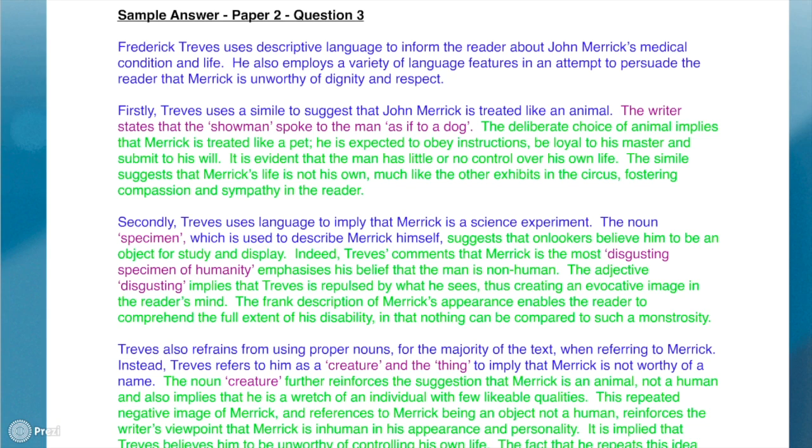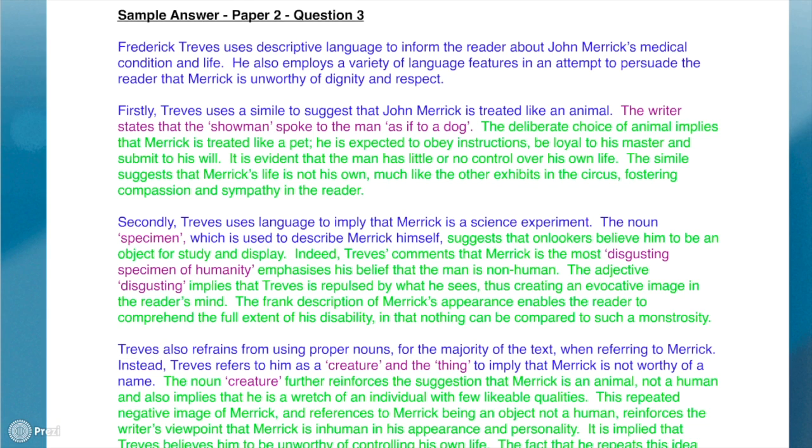So then we need to define, okay? The deliberate choice of animal implies that Merrick is treated like a pet. So I've actually considered the use of that animal. So he could have said as if to an elephant, okay? Or as if to a hamster, but he didn't. He chose dog. Now we need to really think about the word, that obviously a dog as an animal and what they do. So I've said he's treated like a pet because dogs often are. He's expected to obey instructions, be loyal to his master and submit to his will.